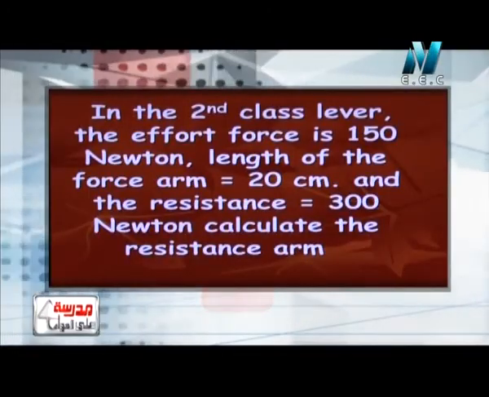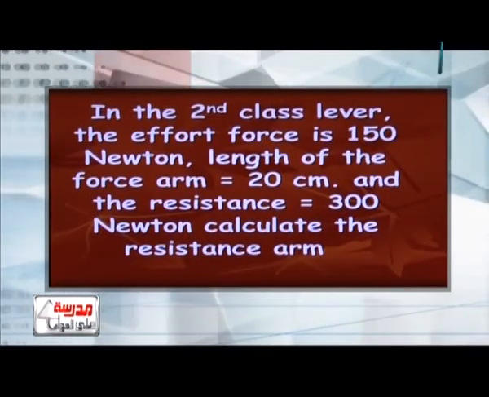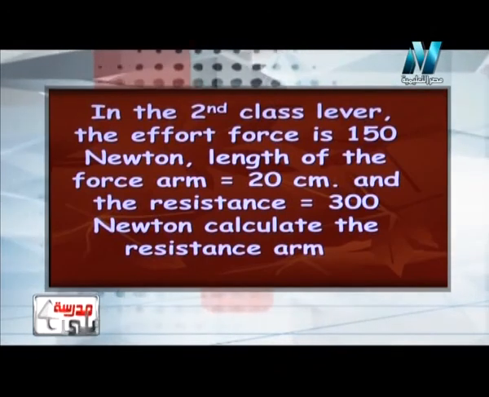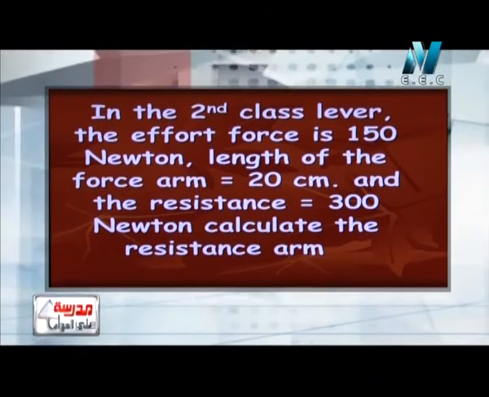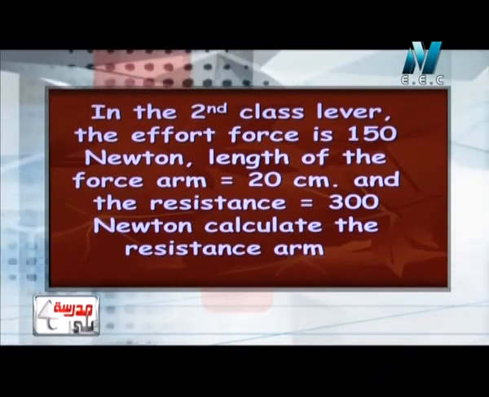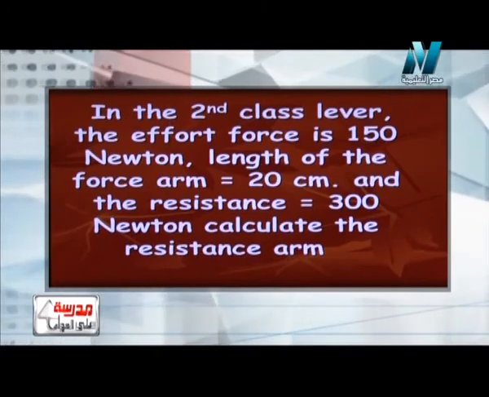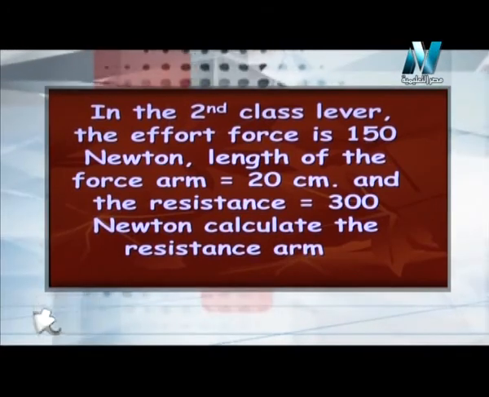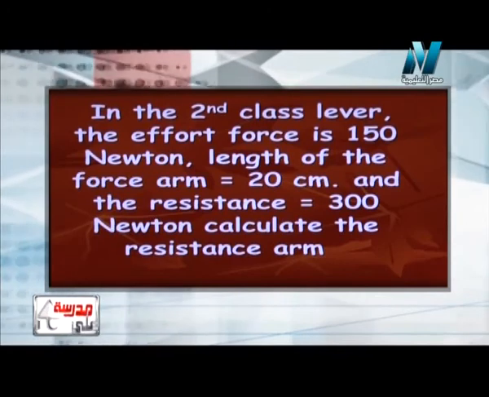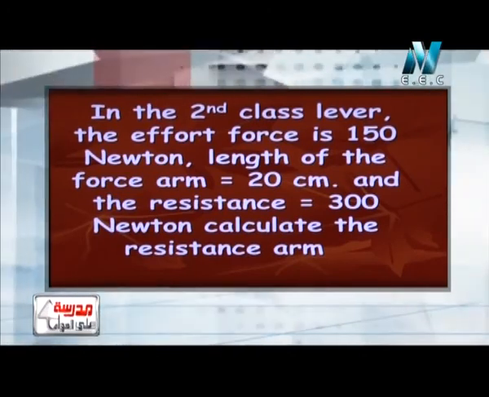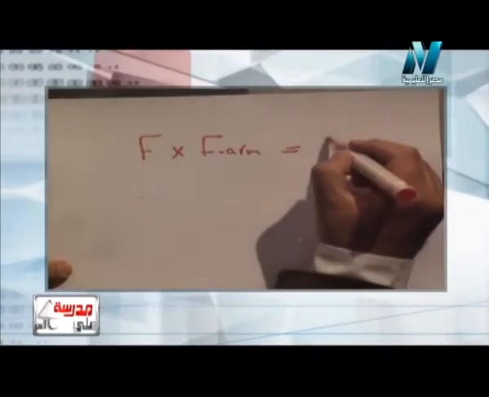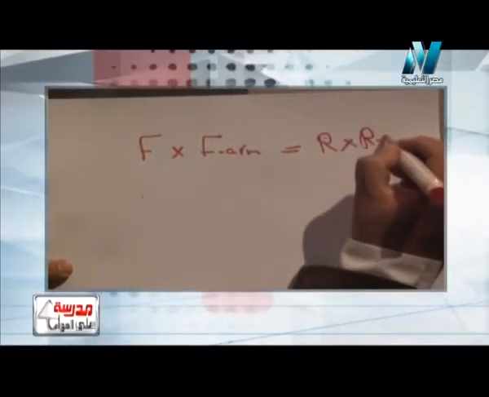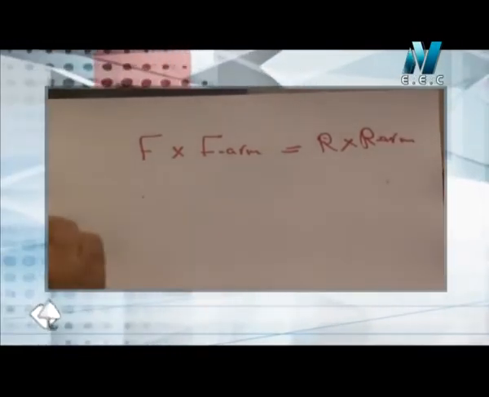The question says that in the second class lever the effort force is 150 Newton, the length of the force arm equals 20 centimeter, and the resistance is 300 Newton. Calculate the resistance arm. So surely to answer this problem we must write what at first? We must write the lever's law: effort force by effort force arm equals resistance by resistance arm.